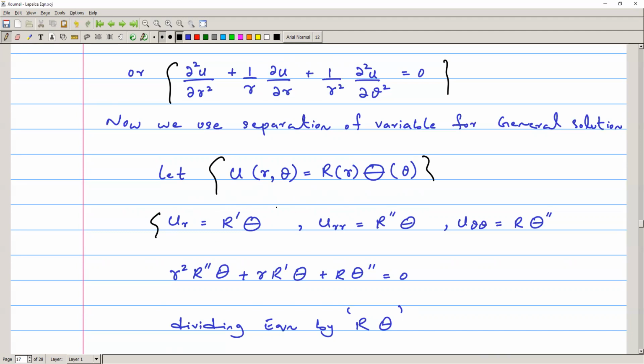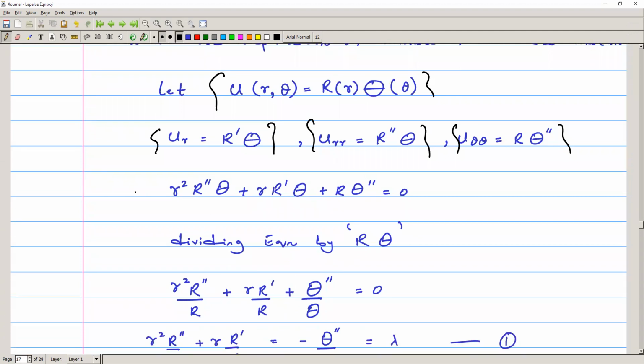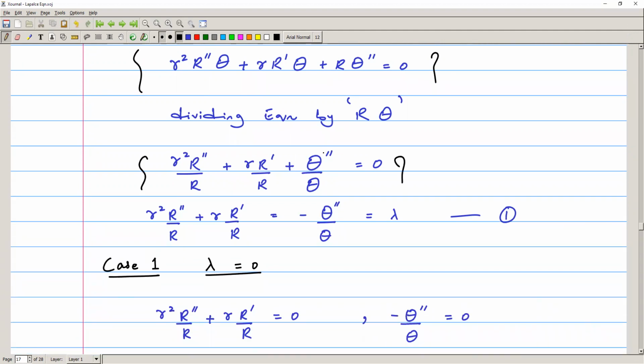So we know that u_r is equal to R' Theta, u_rr is equal to R'' Theta, and u_theta theta is equal to R Theta''. We will substitute these values in this equation, say this is equation 1. So we will substitute here and we will get an equation of this type, right? So it's r squared R'' Theta plus r R' Theta plus R Theta'' is equal to 0. On dividing the whole equation by R Theta, we will get an equation of this type that is now easily separable.